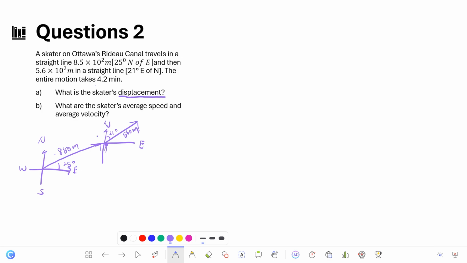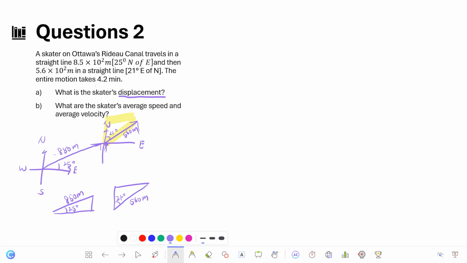From this question, we can draw two triangles, which is easier for us to analyze further. For this one, you can see there's actually a triangle here, 850 meters with 25 degrees. And for this one, the triangle is here. Another triangle we can draw in this form: the angle is here, 21 degrees, 560 meters. And therefore, we have two triangles.